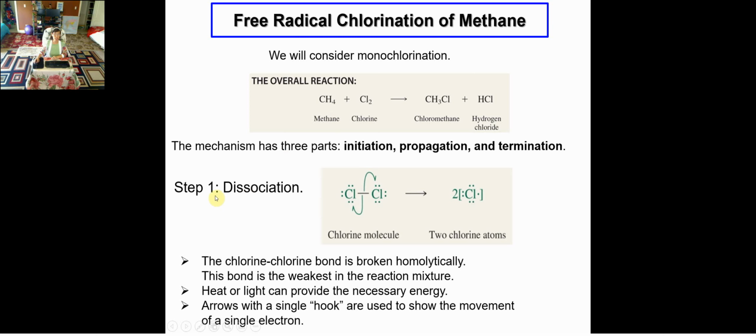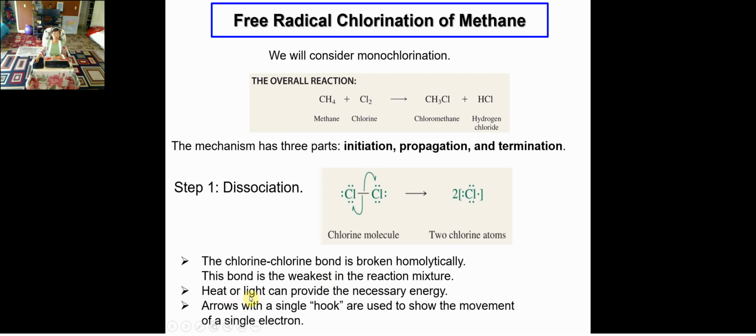So let's see. The first step is called dissociation. You must have a bond, and the bond must be broken. Your chlorine molecule is going to be subject to homolytic bond cleavage. Each of the chlorine atoms is going to retain its own electron, so you have two radicals, two chlorine atoms, two chlorine radicals. This chlorine bond is broken based on homolytic bond cleavage. The bond is the weakest part in the reaction mixture. So this will be your initiation.